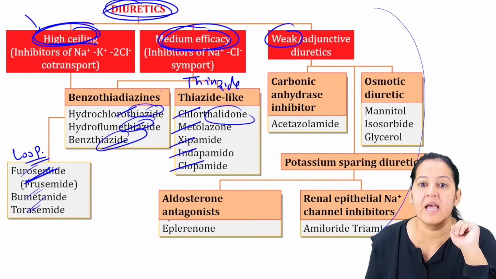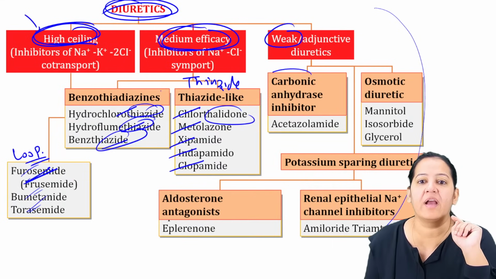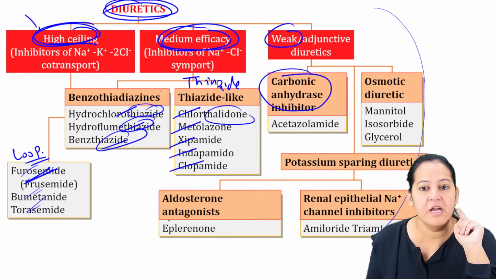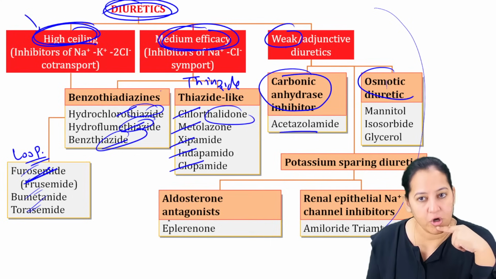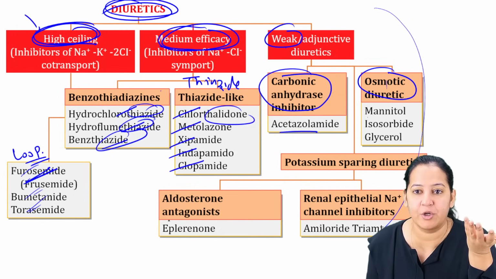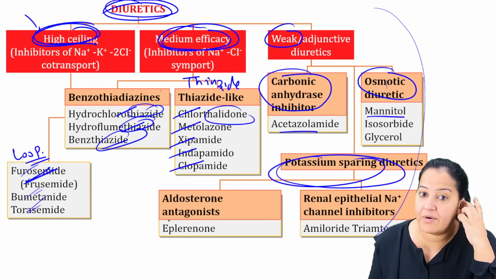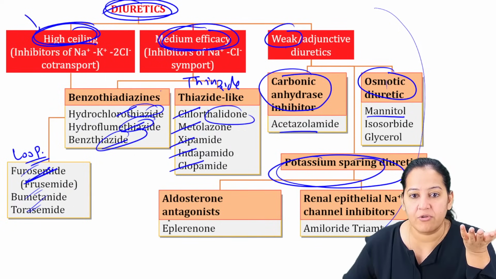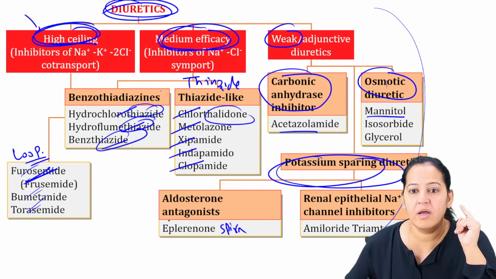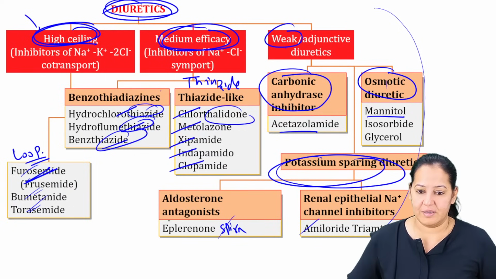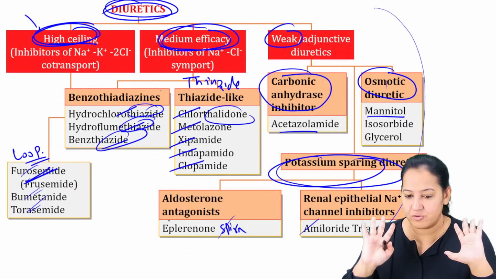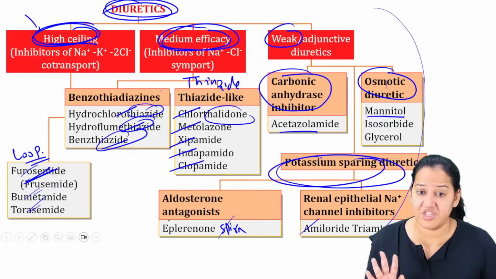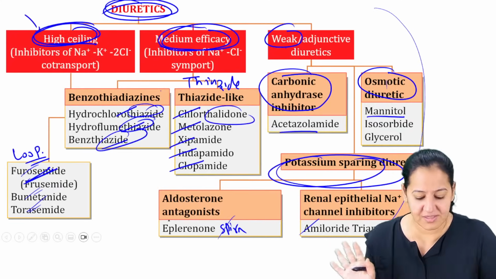Moderate has thiazides, and weak has three classes. Carbonic anhydrase inhibitors: we have only one drug here, acetazolamide. Osmotic diuretics are the sugars: we have mannitol here. And potassium-sparing diuretics: the main drug here is spironolactone. It's not written here, you can write down spironolactone and amiloride. So these are the main drugs. Now listen, you have to learn the classification. In pharma you have a lot to learn, but learn the classification.